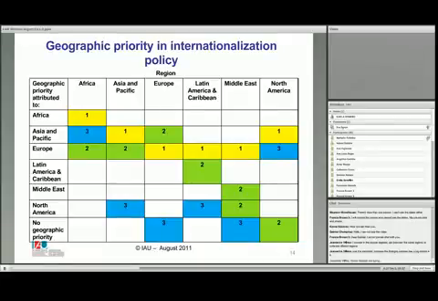Now I come to the geographic priority as identified by institutions. And you can see, and I'll help you read this table, the best way to read it is across rather than down, although both tell us something. But if you look at the yellows, which indicate the top priority chosen by each region, you can see that at least three regions have chosen their own region as the top priority. So Africa has chosen Africa right here. Asia Pacific has chosen Asia Pacific as its geographic priority, and Europe has chosen Europe as its priority.